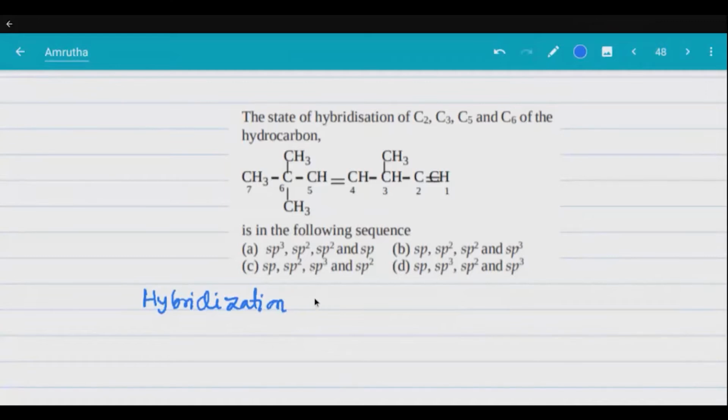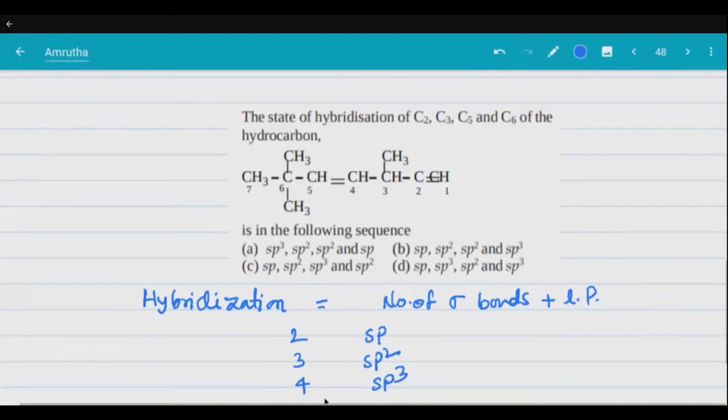Hybridization is equal to, see, the simple number of sigma bonds, only take sigma bonds, plus lone pairs. This is applicable to any atom. If you know the structure, just look for sigma bonds, and if there is a lone pair, you count that lone pair also. If this number is 2, then sp hybridization; 3, sp2; if this number is 4, sp3, like this.